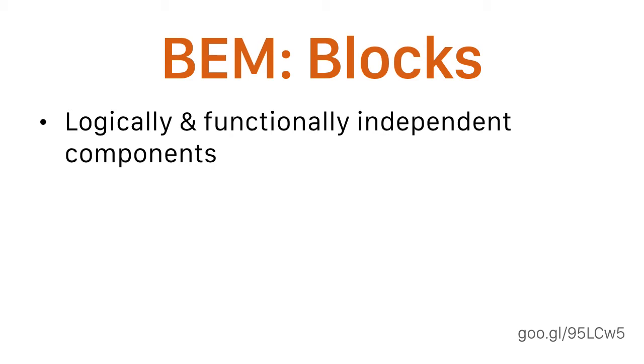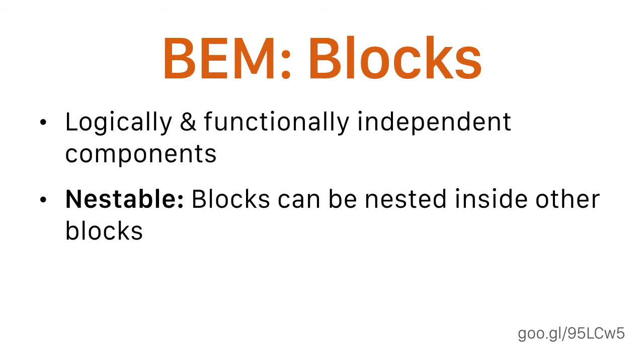So BEM is made up of three parts: blocks, elements, and modifiers. Blocks, like I said, are functionally equivalent to what Nicole called objects. They are logically and functionally independent components of a web page. They added a few additional definitions. First of all, they said blocks are nestable. They should be capable of being nested inside of each other.